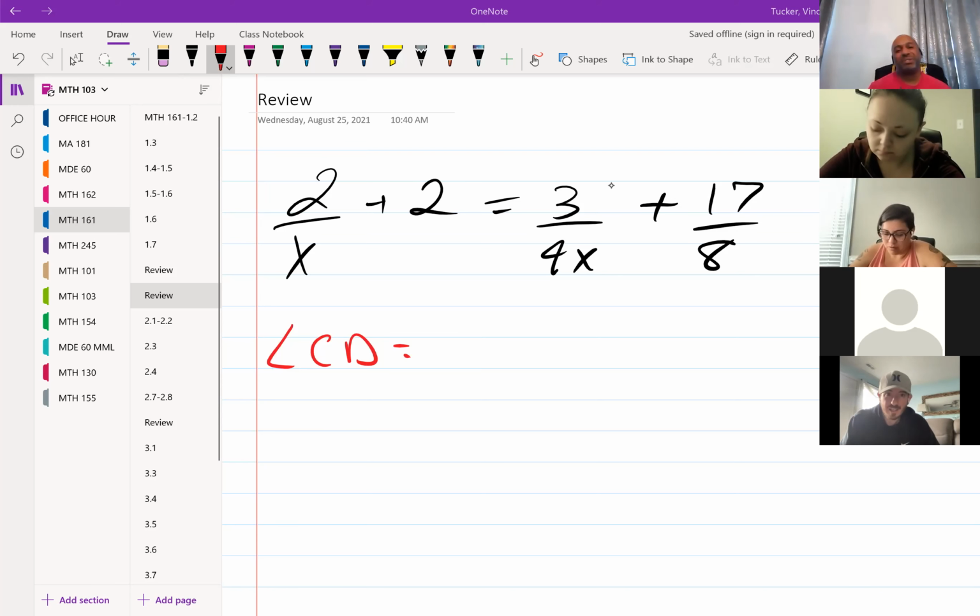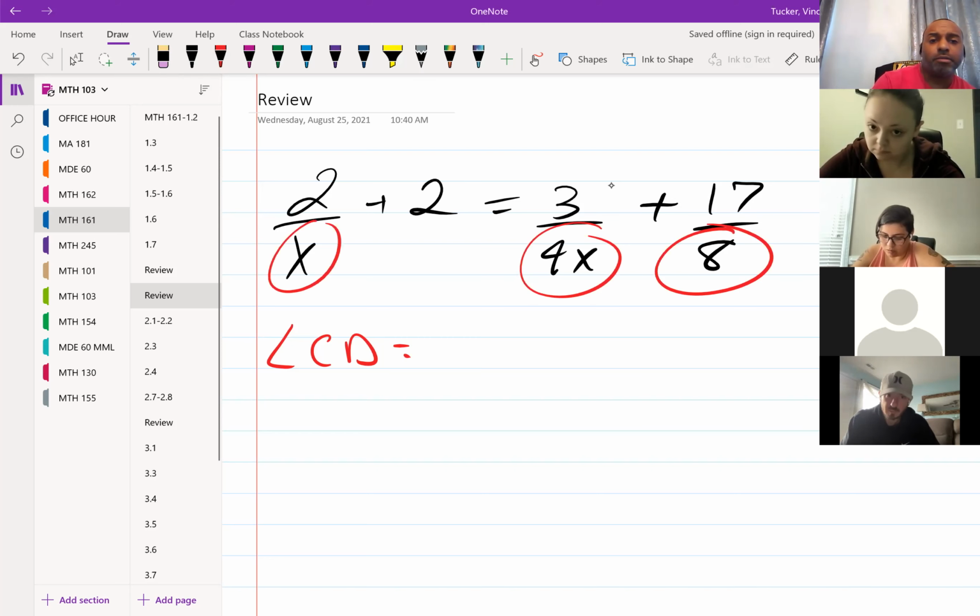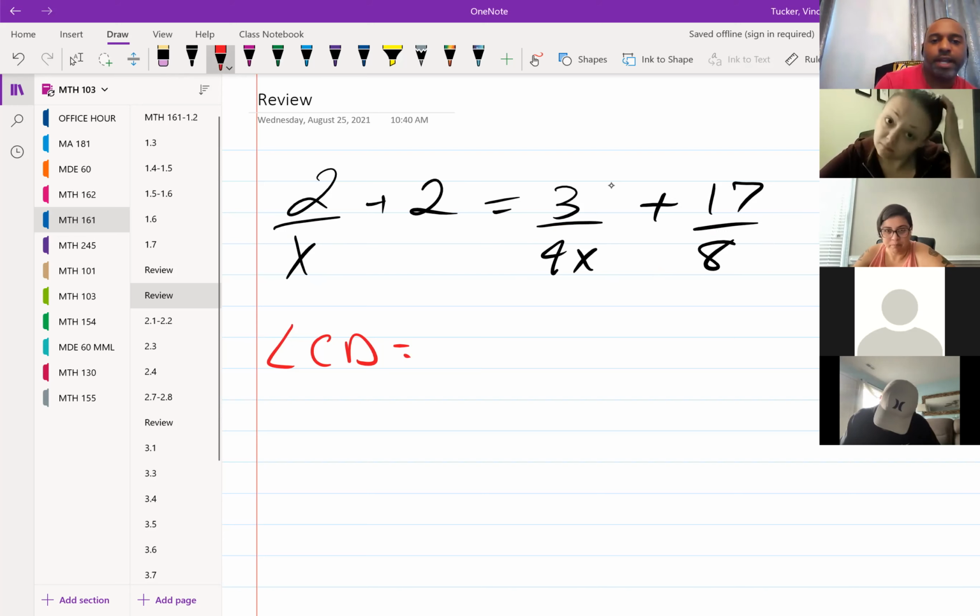So the first thing we want to do is find the LCD. That's the smallest term possible that each one of these denominators can divide into evenly. So when you look at x, I put 8. Yep, because when you look at the 4 and the 8, the smallest number that both of them can divide into evenly is the 8. Wouldn't it be 8x? Yes. Yes.